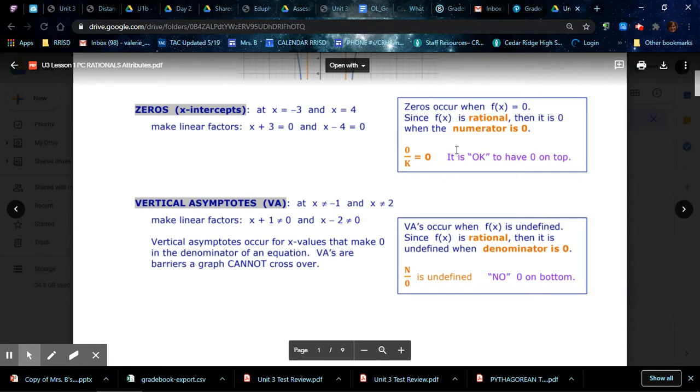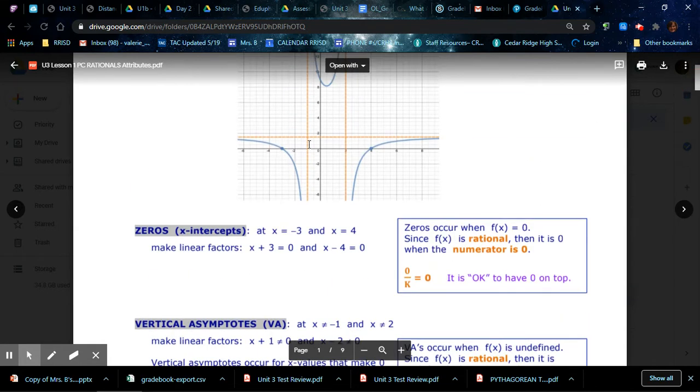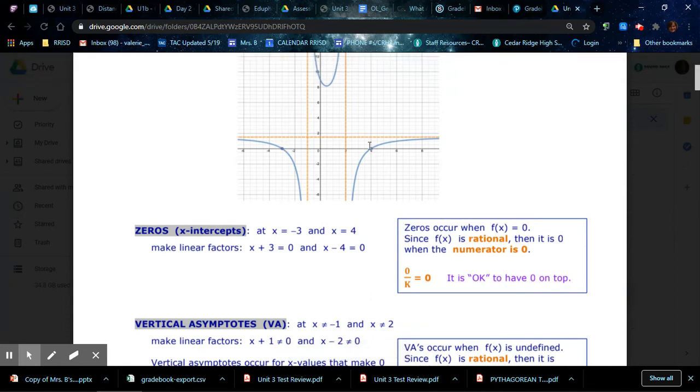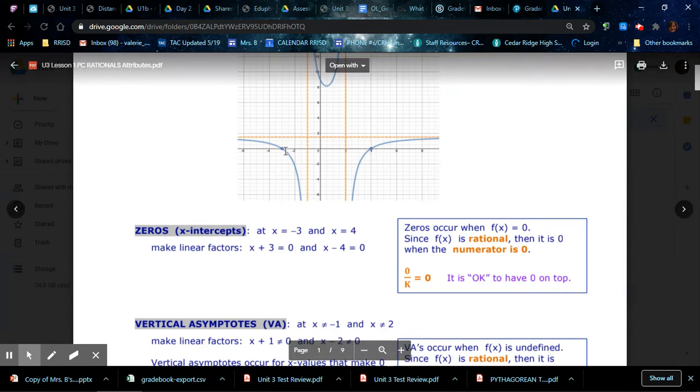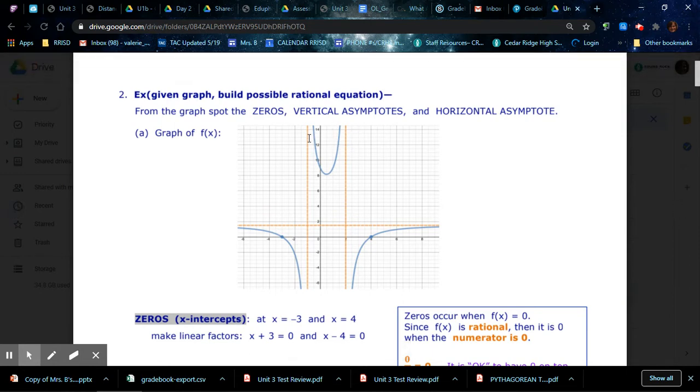So zeros tell you the literal x-intercepts, where the zeros on the numerator are, and the verticals tell you where your function equals 0 on the denominator, where it's not allowed. So your function should never, ever cross a vertical.